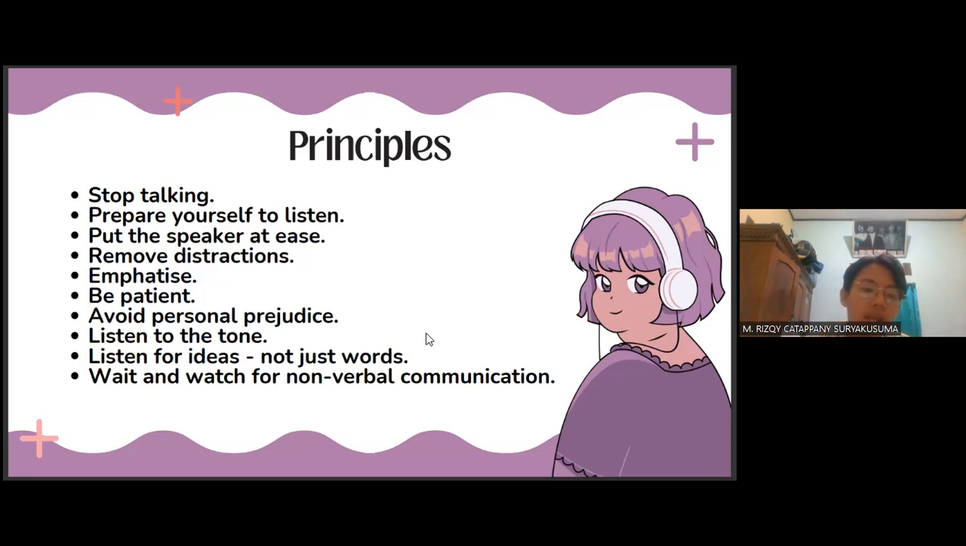And the next one is wait and watch for non-verbal communication. Gestures, facial expressions, and eye movements can all be important in understanding someone's full meaning. When listening, it is vital to watch and pick up the additional information transmitted via non-verbal communication. So like the movement of the hands, or when we see someone biting their nails, those are some examples of non-verbal communication.